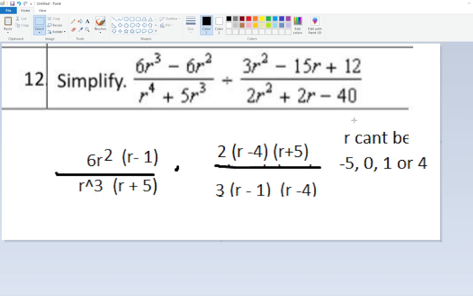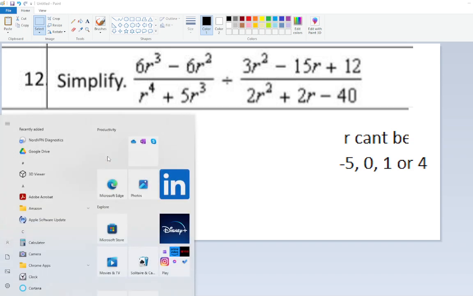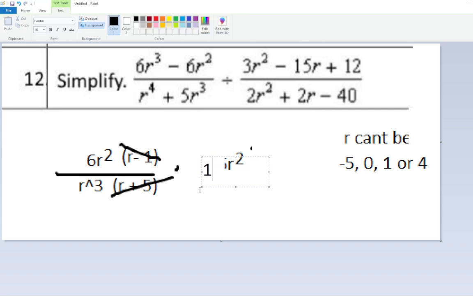Now I can see there's an R minus 4 up here and an R minus 4 down here. As they're all multiplying, you can cancel across as well. There's an R minus 1 here, an R minus 1 here, an R plus 5 here, and an R plus 5 here. I can see that 2 times 6 is 12, and the 3 times R cubed is just 3R cubed. So you're going to be left with 12R squared over 3R cubed.